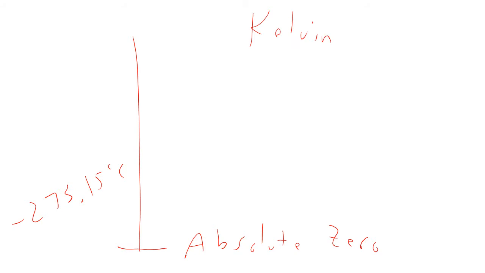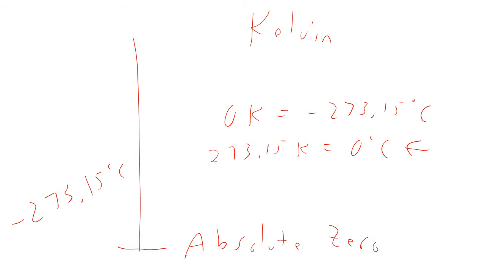So 0 Kelvin is minus 273.15 degrees Celsius. That means 273.15 Kelvin is 0 degrees Celsius, the freezing point of water. 373.15 Kelvin is 100 degrees Celsius, the boiling point of water. These are different ways of measuring temperature.